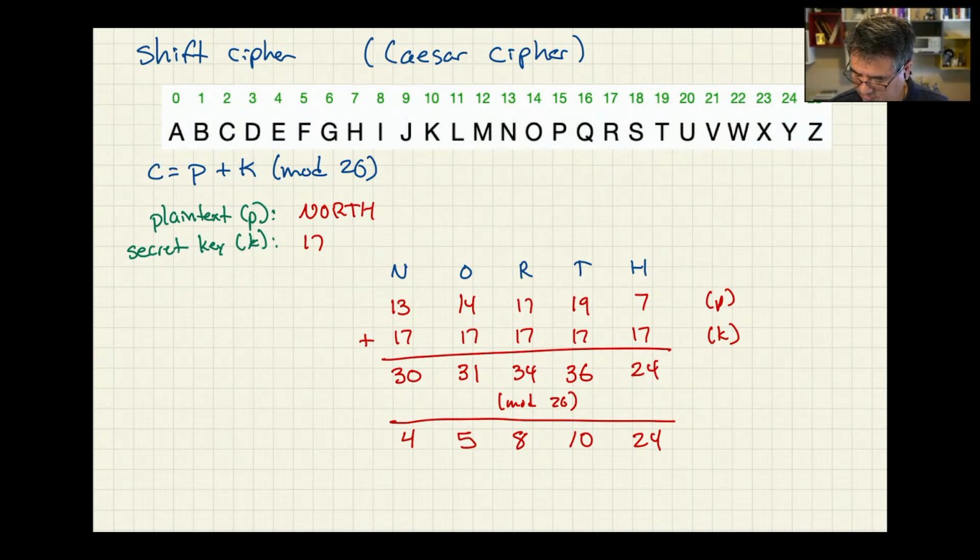And then this gives us a ciphertext of E, F, I, K, and Y. Effiky. So back in the Roman times, you would send your message using a shift cipher like this. The commander on the battlefield and the sender would know what the secret key of the day was, how much to shift the alphabet by.